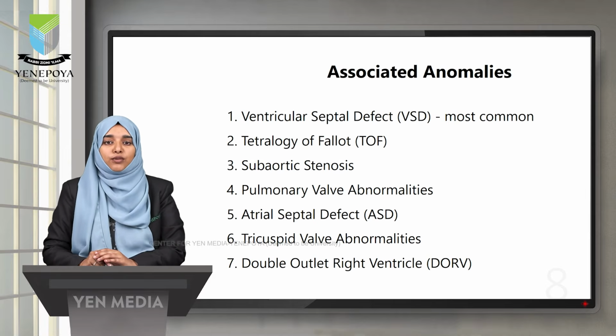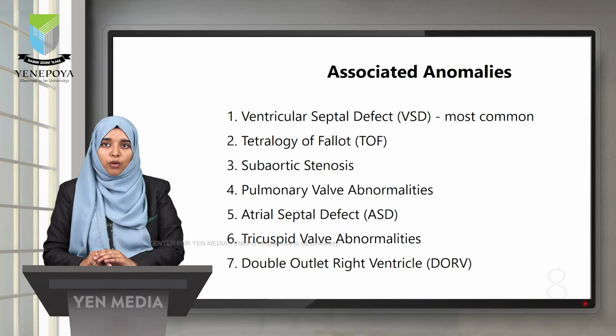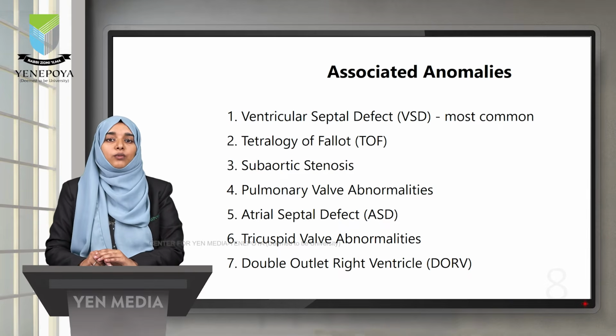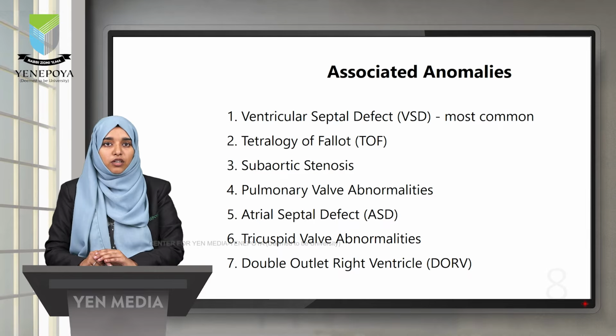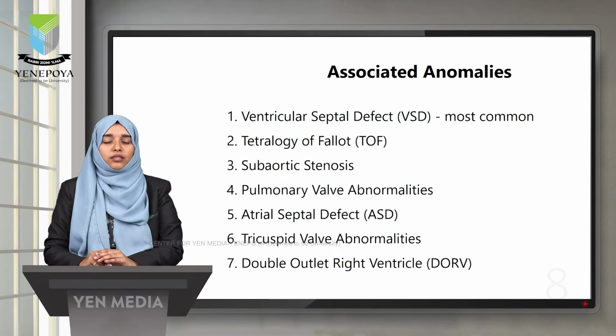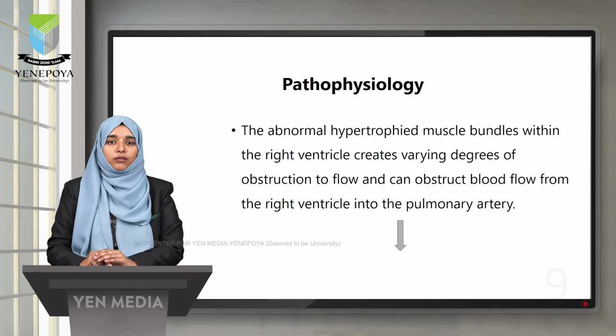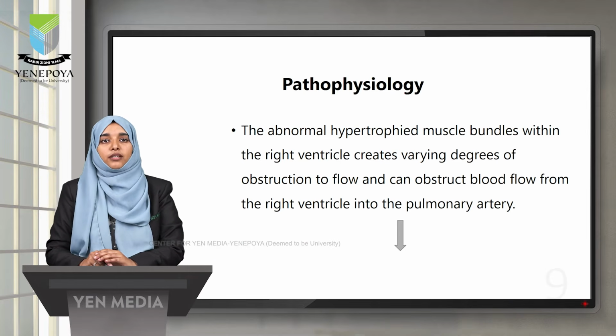Next we will move on to the associated anomalies that you find along with DCRV. The most common associated anomaly is a VSD or a ventricular septal defect. You also find tetralogy of Fallot, subaortic stenosis, pulmonary valve abnormalities, atrial septal defect, tricuspid valve abnormalities or a double outlet right ventricle.